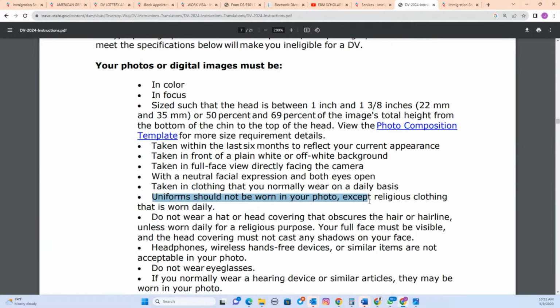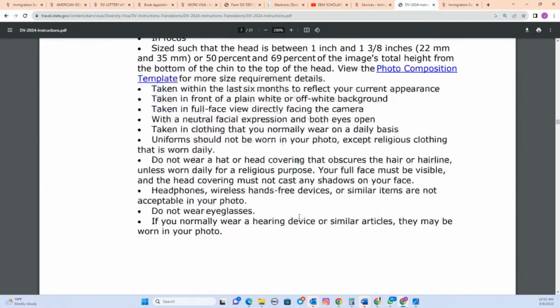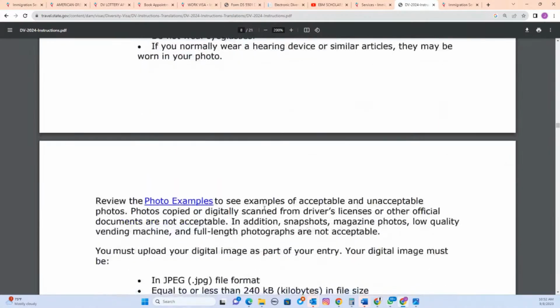But if you are not, even a normal priest, there are exceptions, like if you are in a certain kind of affiliation, like the Franciscans, they wear their uniform every time, but the majority don't. So those are the things you need to make sure you do that way. You don't need to wear a hat, whatever, all those kinds of things, unless they are worn on a religious basis. No headphones, no glasses, all those kinds of things.